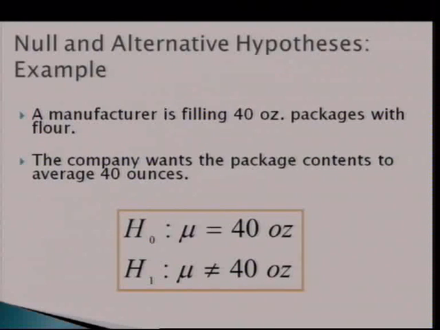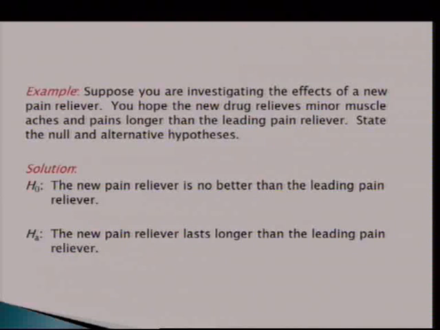So thus we are defining the null and alternative hypothesis for a problem when it is claimed that the packages are filled with 40 ounces. So one is the null hypothesis itself. We are assuming that all the bags, all the packages, have 40 ounces, and then the alternative is not equal to 40 ounces. Now suppose we are taking another example.